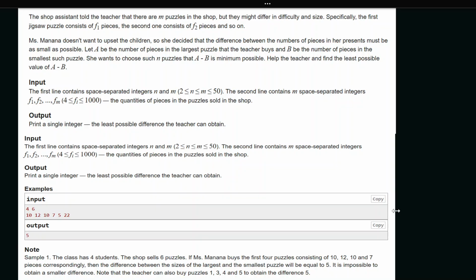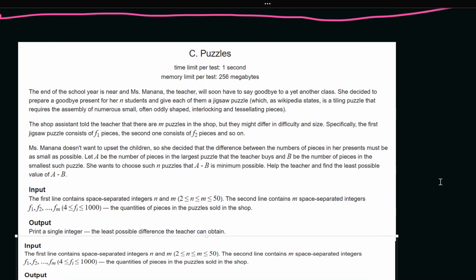So Miss Manana, at the end of the school year, wants to say goodbye to her class. So she decided to present some puzzles to her students, N students. So she's presenting M puzzles to N students, and these puzzles are of different shapes and sizes. She doesn't want to upset the children, so she's presenting the puzzles with the difference as small as possible.